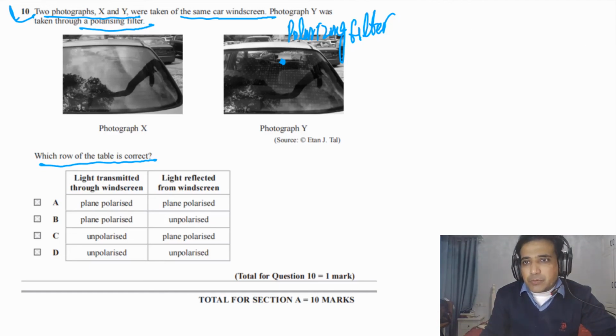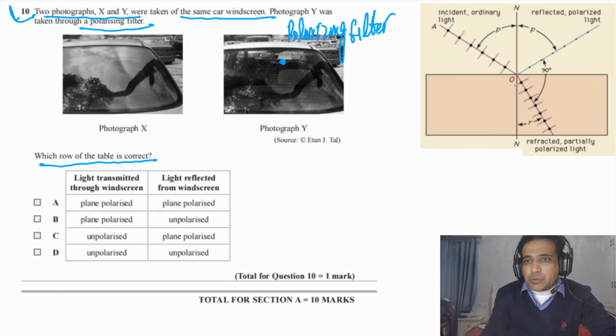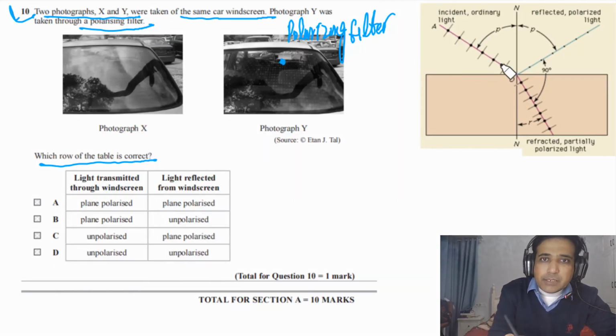Let me explain this with the help of this diagram. In this diagram you can see we have incident light. When it reaches this boundary between air and windscreen, some of the light is reflected and some of the light is transmitted. This incident light is unpolarized, meaning it can oscillate in any possible direction. So this is the first thing you need to understand.